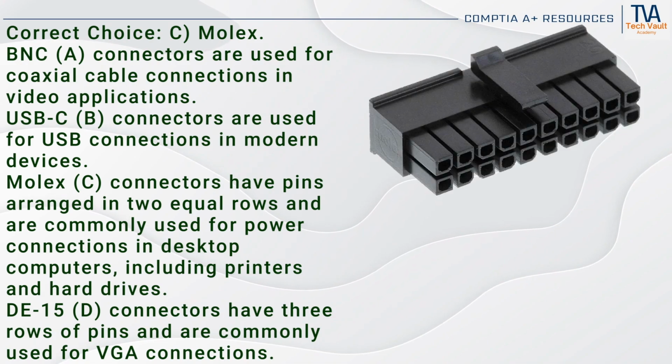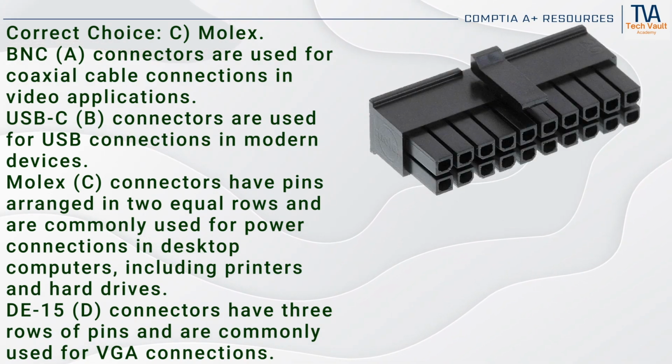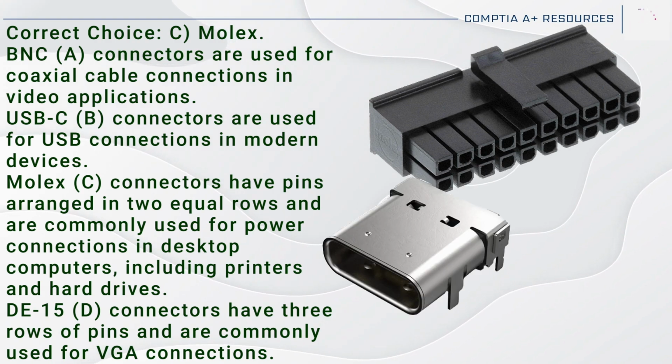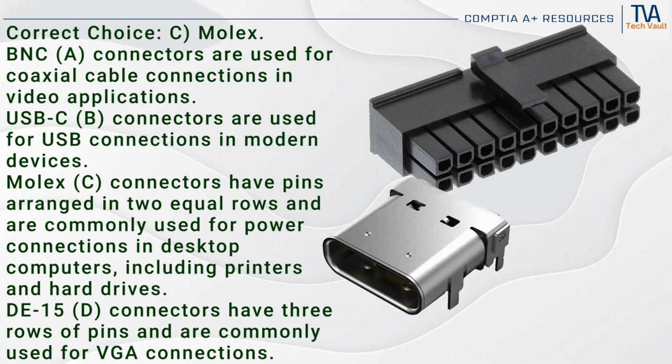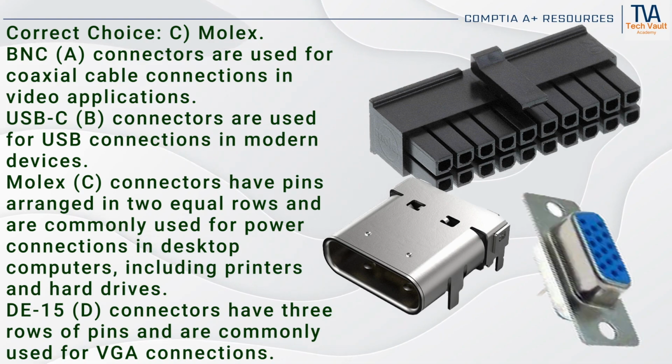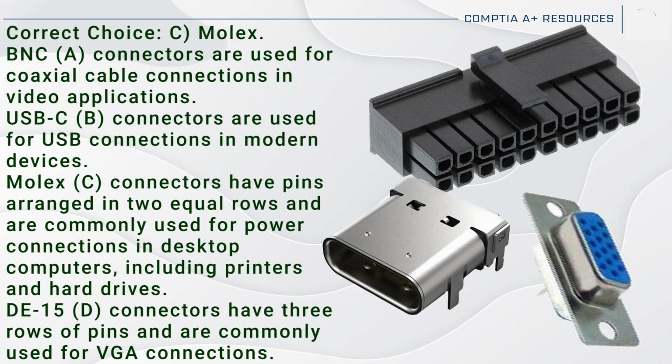Correct choice, C, Molex. BNC, A, connectors are used for coaxial cable connections in video applications. USB-C, B, connectors are used for USB connections in modern devices. Molex, C, connectors have pins arranged in 2 equal rows and are commonly used for power connections in desktop computers, including printers and hard drives. D15, D, connectors have 3 rows of pins and are commonly used for VGA connections.